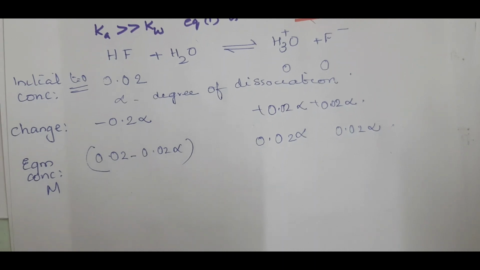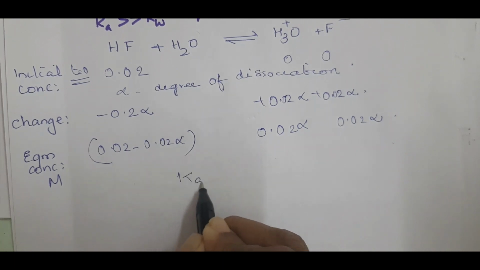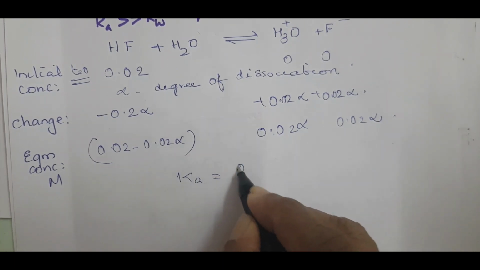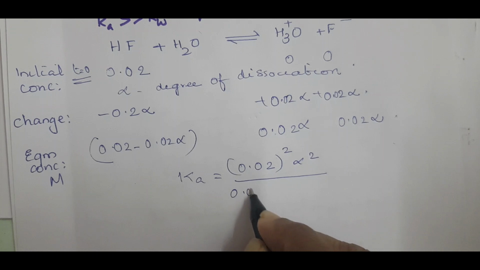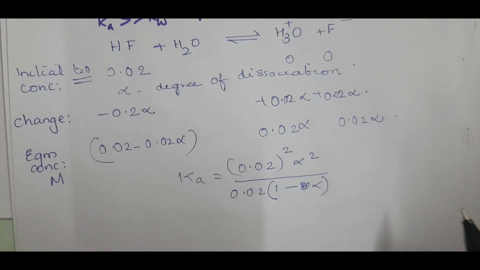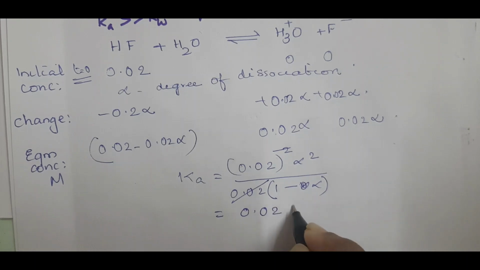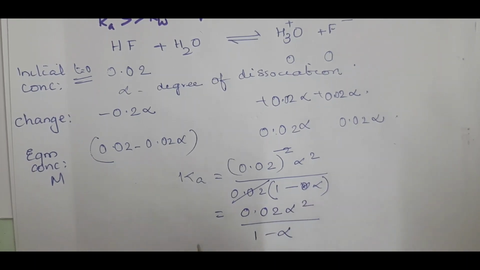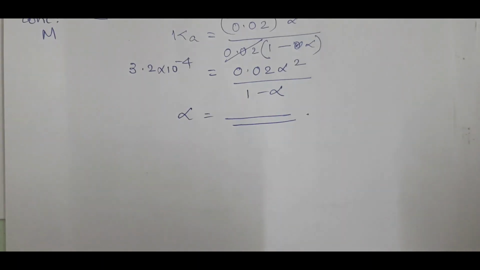Now what you have to do is substitute the values in the equilibrium expression. That is, Ka is equal to product concentration by reactant concentration. So 0.02 squared alpha squared divided by 0.02 times 1 minus alpha. Clear? So 0.02 and 0.02 cancel. You will get 0.02 alpha squared divided by 1 minus alpha is equal to Ka. Ka is given as 3.2 into 10 raised to minus 4. Here you have to calculate the alpha. So please calculate the alpha as homework.